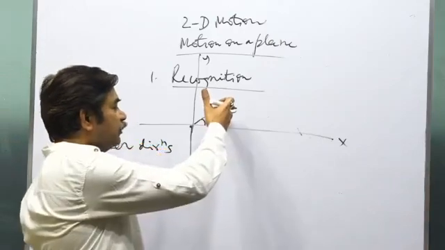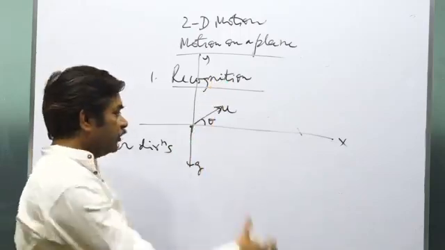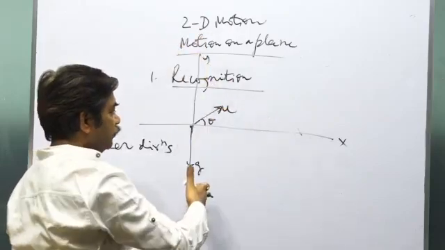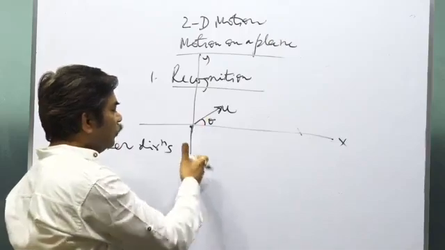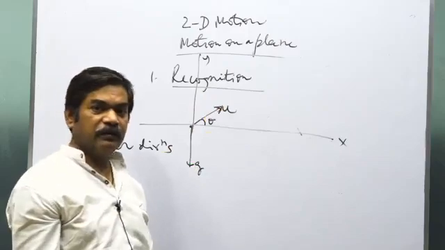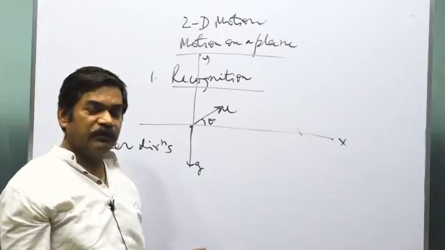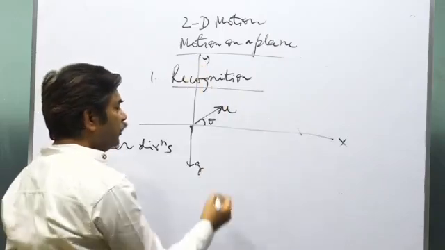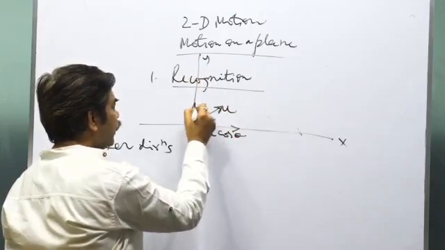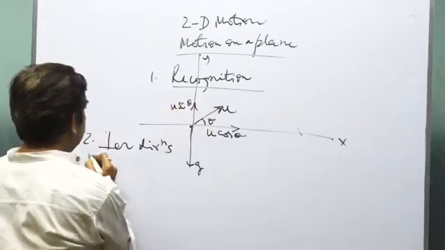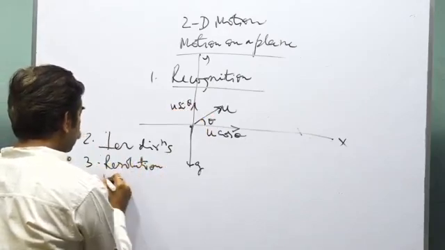Out of the initial velocity and acceleration, which is the parameter that is neither along the x direction nor along the y direction? There are only two parameters: the initial velocity and the acceleration. The one that is neither along x nor along y is u. So the parameter which is neither along x nor along y, resolve that into components. Here we resolve u, it becomes u cos theta along this direction, and along this direction u sin theta. So the third step is resolution into components.